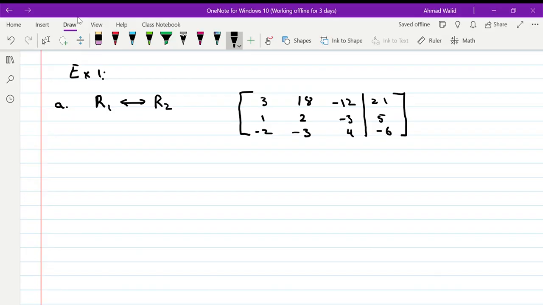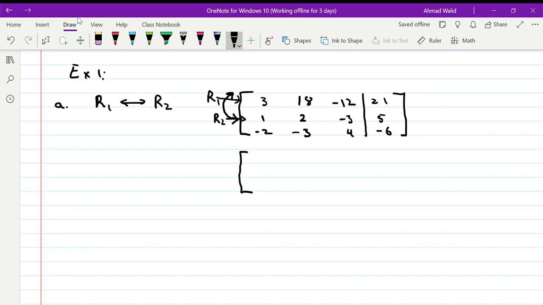And in part A, they are asking you to interchange between row 1 and row 2. It means do this. Write all the elements of row 2 first, and then all the elements of row 1. My row 2, this is your row 2 here, right? And this is your row 1.